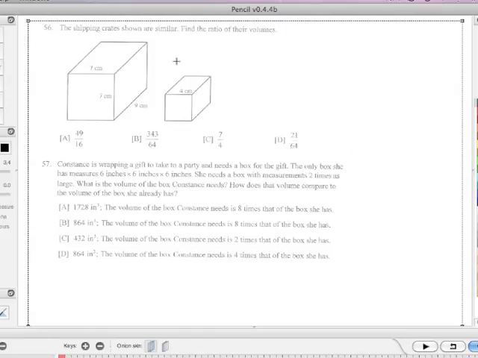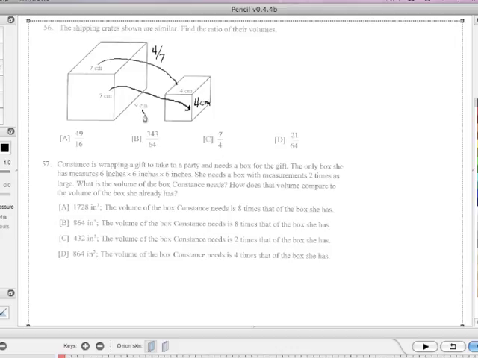So the shipping crates shown are similar. Find the ratio of their volumes. If they're similar, then we're talking about proportions. And just think of this as mapping. 7 goes to 4. Well, the way to get from 7 to 4 proportionally is to multiply by 4/7. So we have this side would also be 4 centimeters.